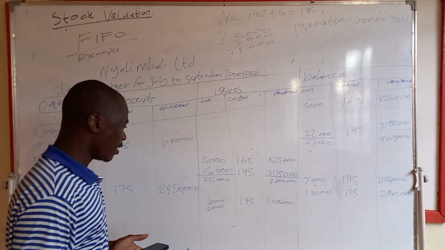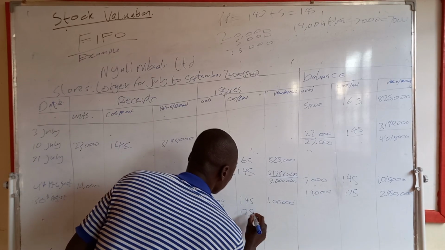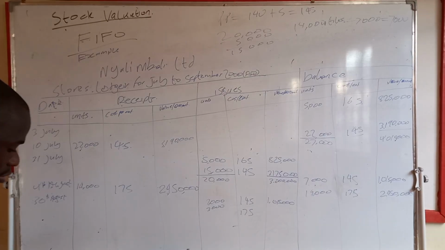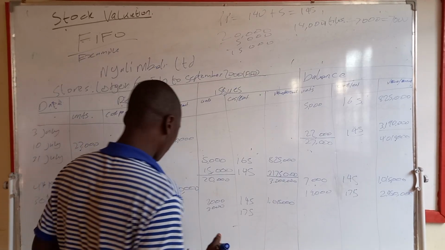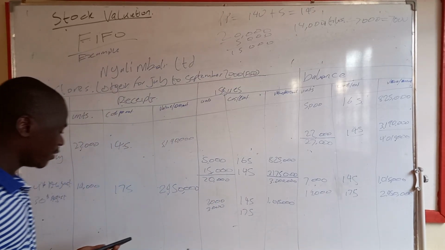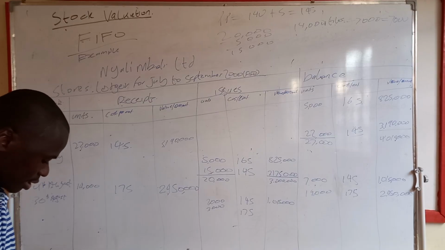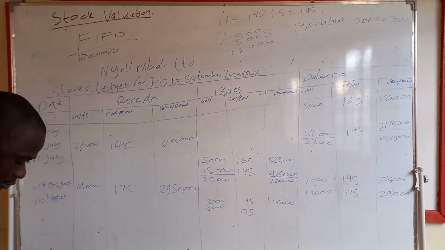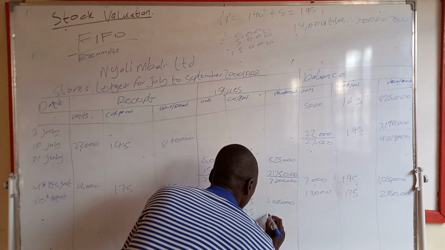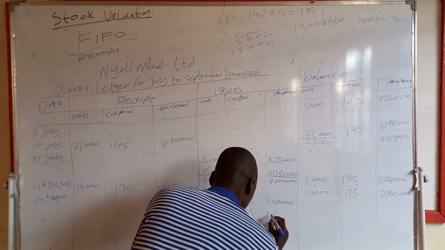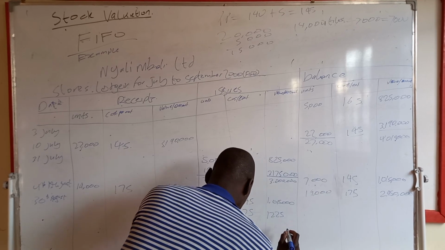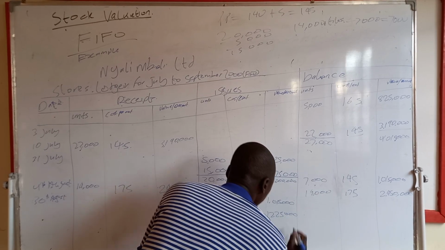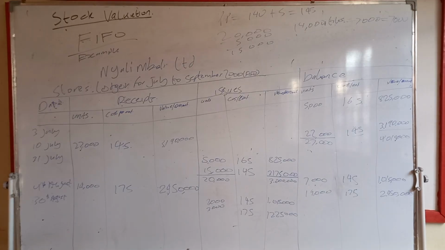175. So 175 times 7,000. You get 1 million. This becomes 1 million. That's 1 million.